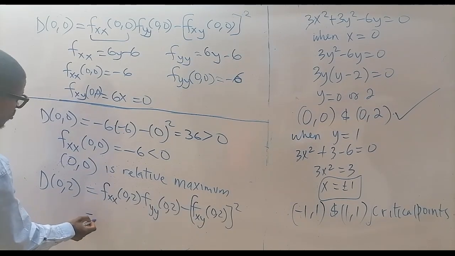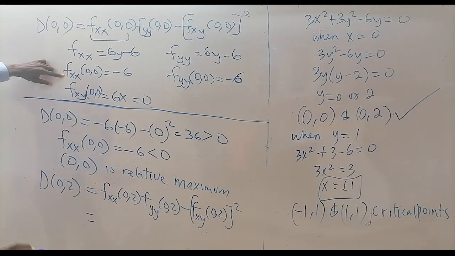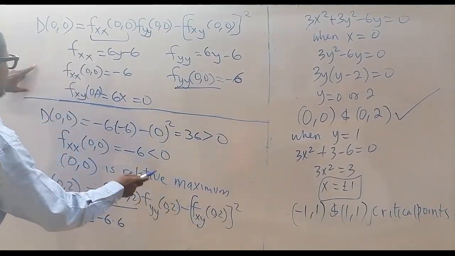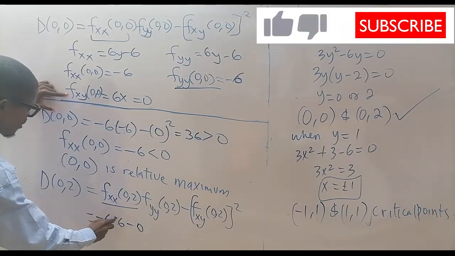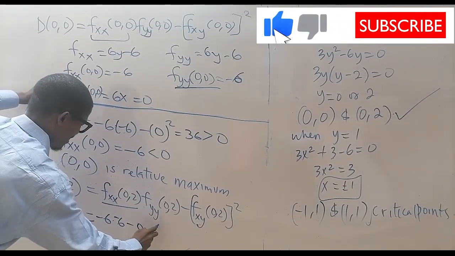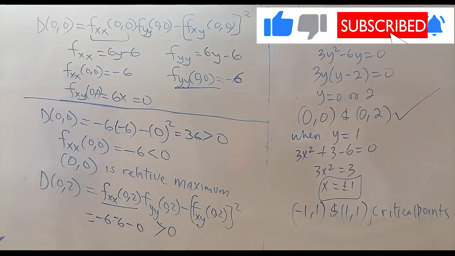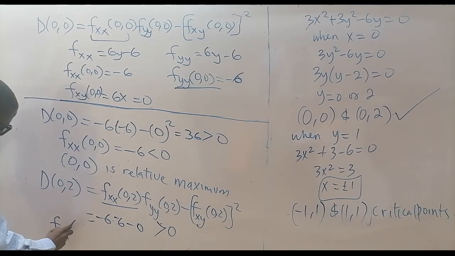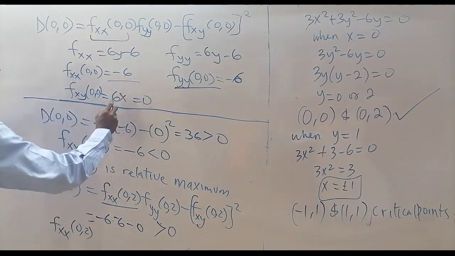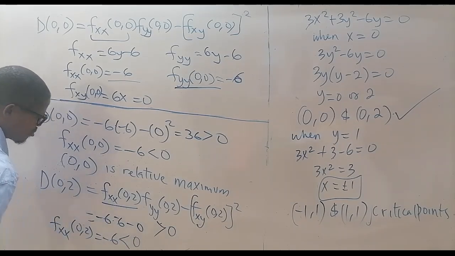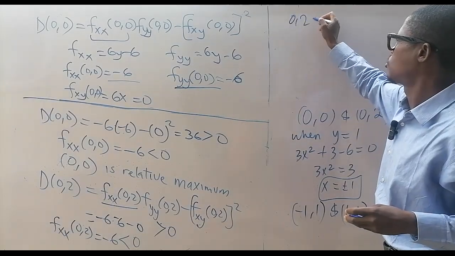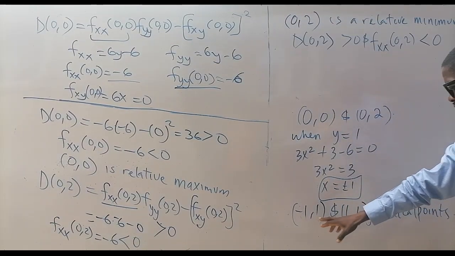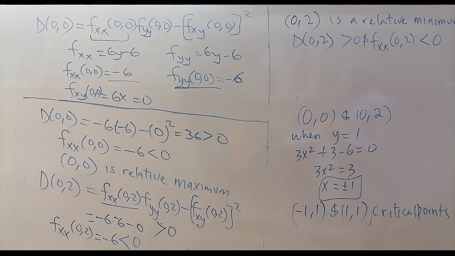At (0, 2), the second derivative is minus 6, this one also is minus 6, and this one is also 0. So D is 36, which is greater than 0. Let's now check f subscript xx at this point. We have minus 6, which is less than 0. So (0, 2) is a relative maximum. Let's check these two points also and confirm their nature.